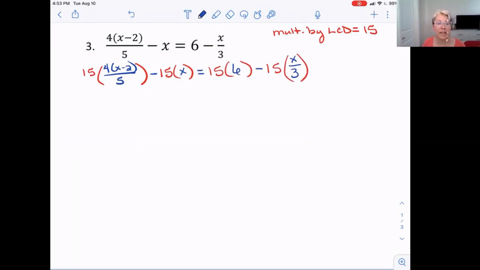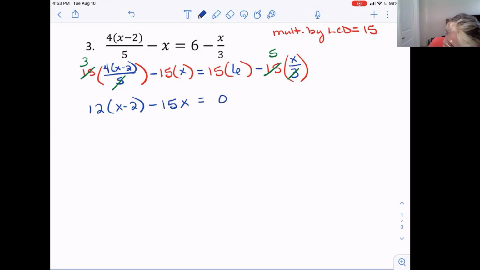So everybody is getting multiplied by a 15. Why? Because those denominators will divide in. 5 goes into 15 3 times, and 3 divides into 15 5 times. So when we simplify, we no longer have fractions to deal with. So again, let's simplify the left separately.